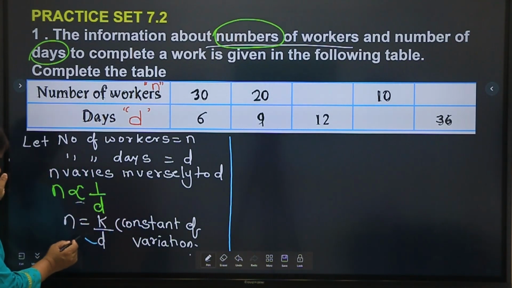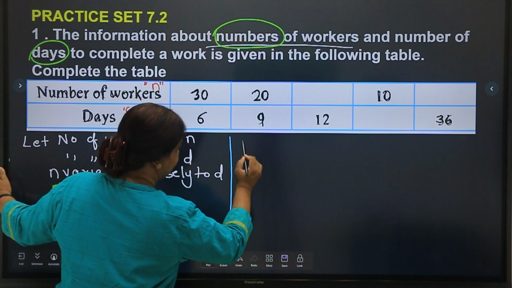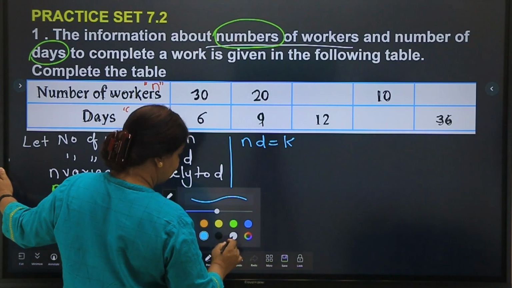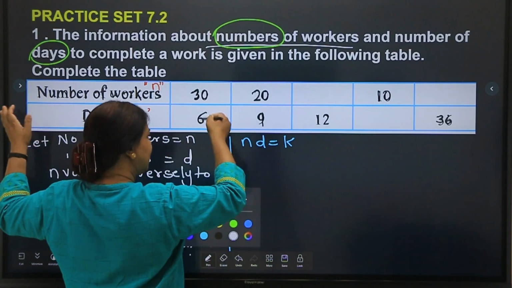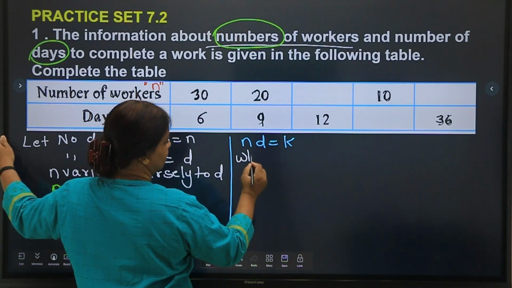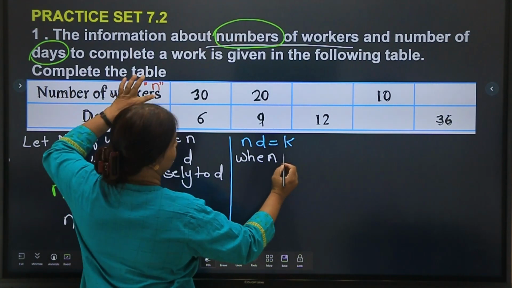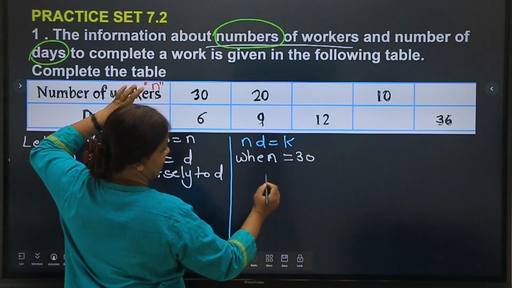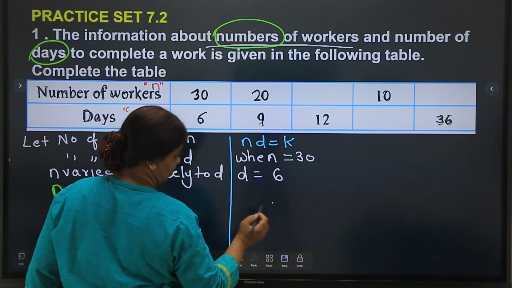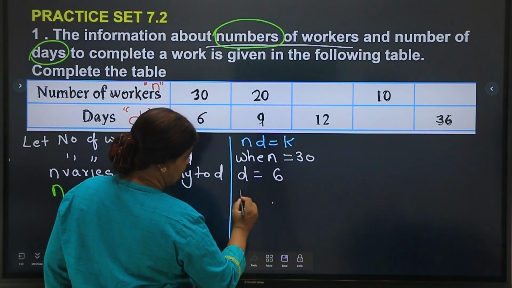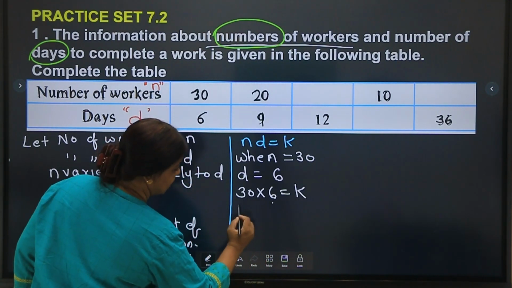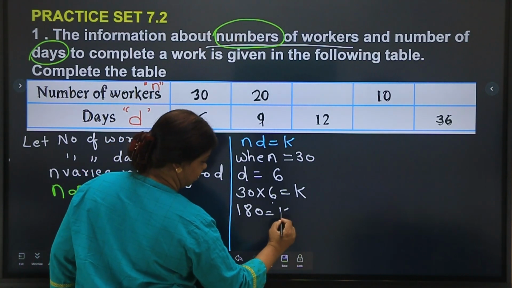So n and d will be multiplied to one another. We will get nd is equal to k. By the first value which is given here, or any value, we can find the k value. When n is equal to 30 and d is equal to 6, place the values over here. 30 into 6 is equal to k. 6 3s are 18, so 180 is the value of k.